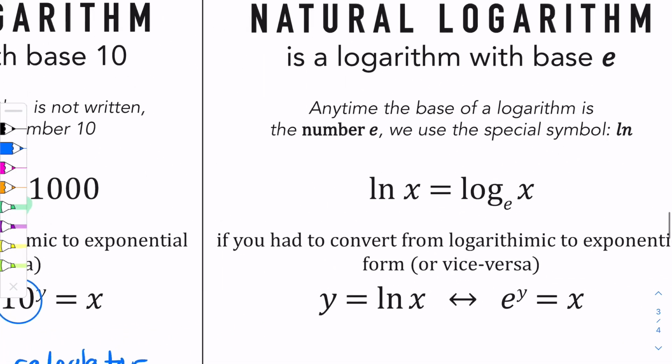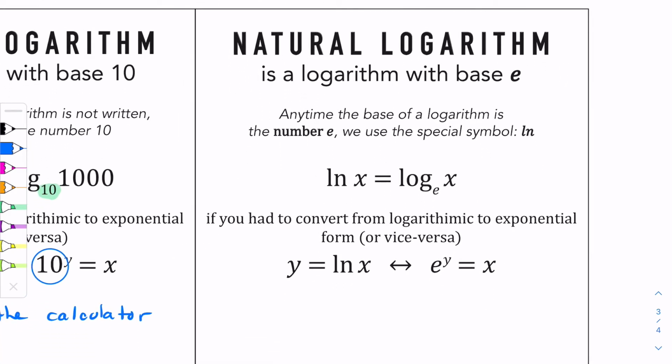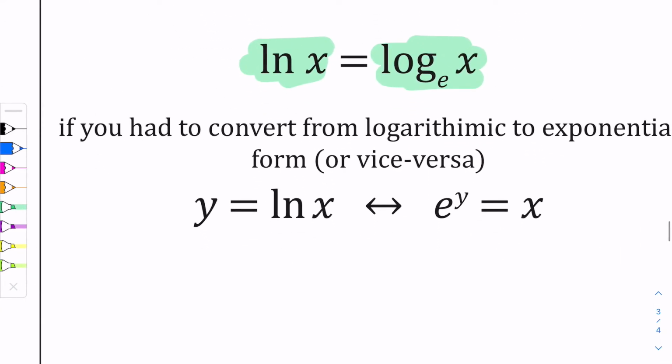All right, so we also need to look at natural logs. A natural log is a logarithm with base e, or the number e. So anytime the base of a logarithm is the number e, we use a special symbol called ln. Instead of writing log base e of x, we replace it with ln of x. And ln is also in your calculator. It looks like a button that says ln. If you had to convert from log to exponential form, you would recognize that ln of x is actually log base e of x, which would then allow you to convert to exponential form.